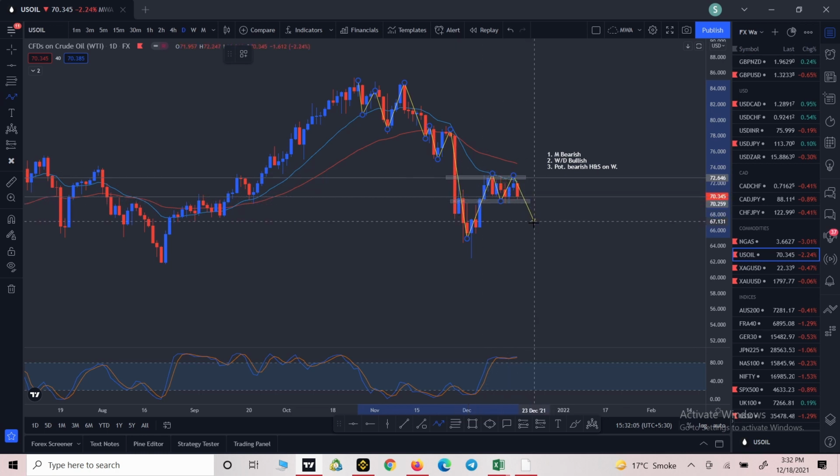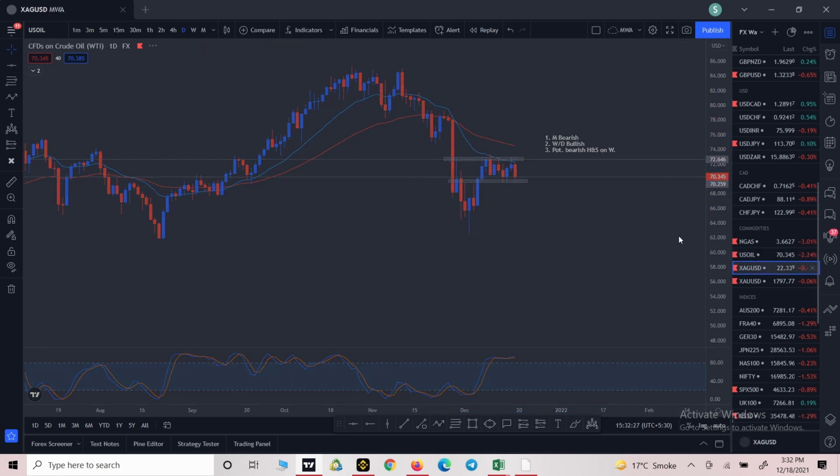So if the price breaks below this support zone, then we can wait for a retest of this recent broken zone and accordingly look to go short after finding some kind of bearish momentum on the lower time frames. Initial target profit can be this one, and accordingly we can extend our target profit depending upon the market structure at the time. So that's going to be about US oil. Next we will talk about the silver.